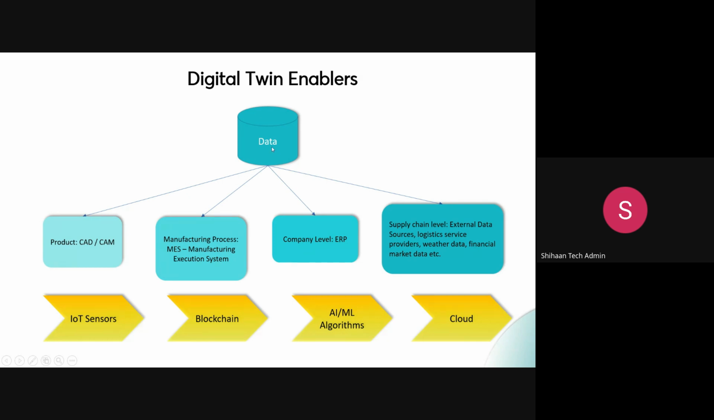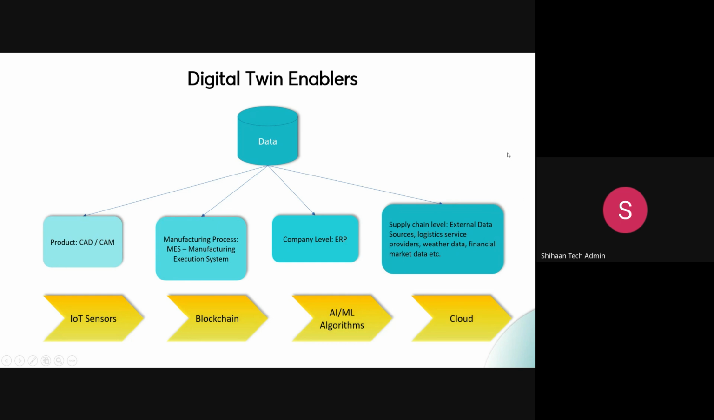So these data can be taken from the company level, from the ERP system, and from the supply chain level, any external sources like logistics service providers, any real-time data like weather data, financial market data, any government regulations data, like I mentioned. So those data can be pulled at the supply chain level of digital twin. Now having said so about the data, what are the other enablers which are also acting parallel?